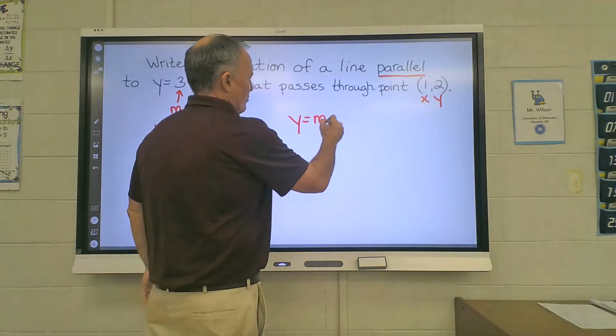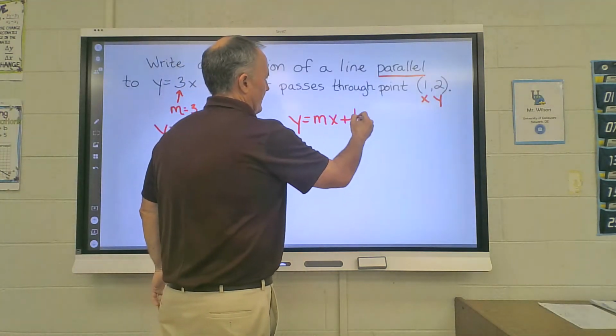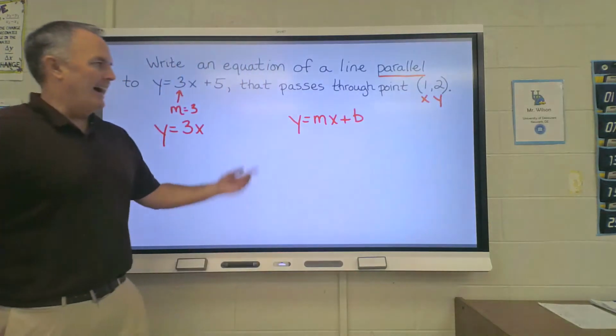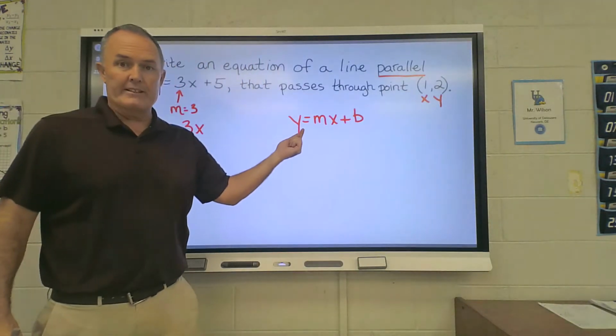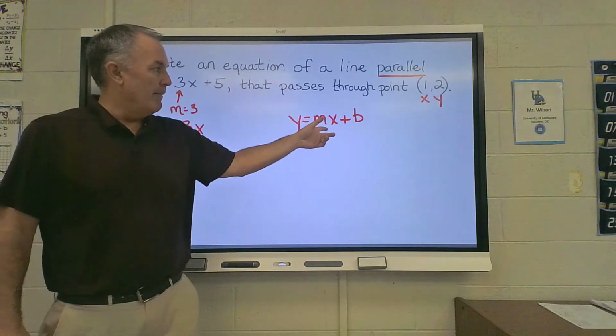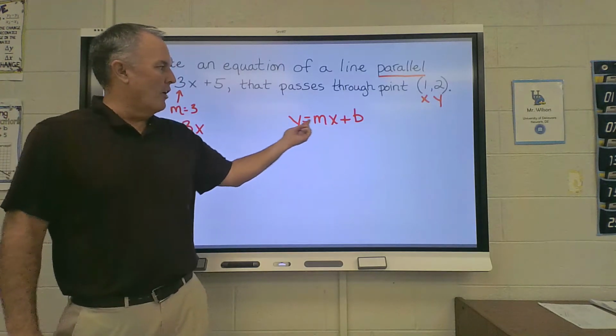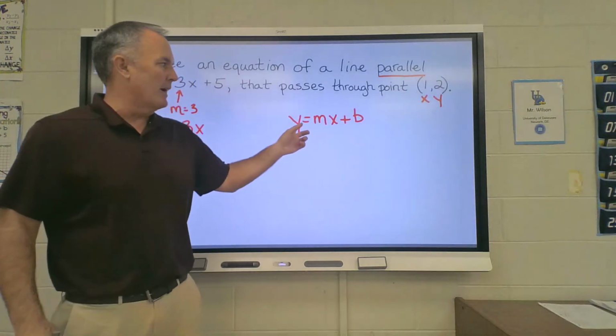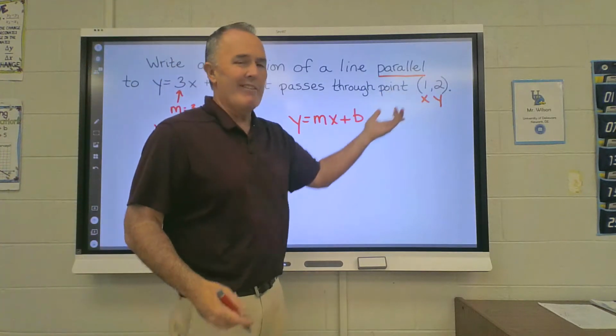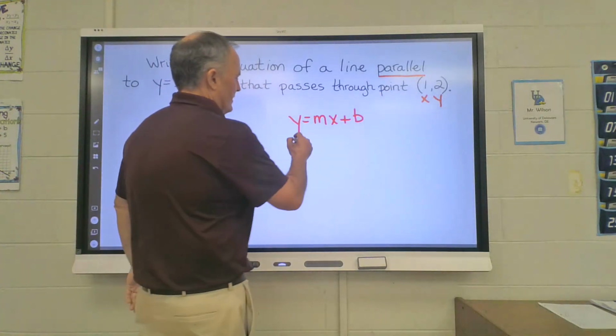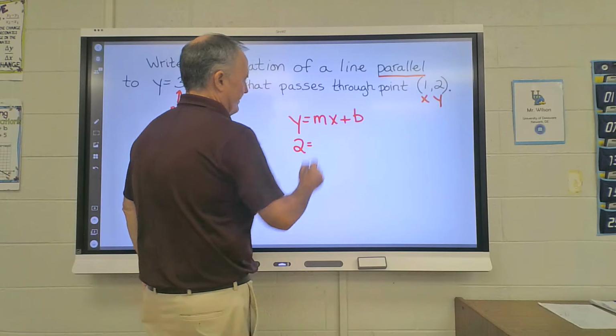So slope-intercept is y equals mx plus b. And I have all three of these points that I can plug in, or inputs to plug in. And once I plug all these in, I can solve for b. Well, what's my y value? My y value is 2. So instead of y, I'm going to write 2.